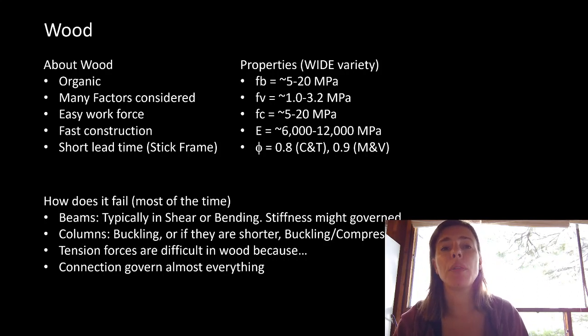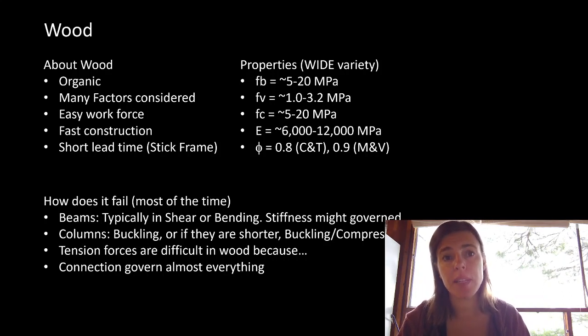Shear is 1 to 3.2. Compression is 5 to 20. Similar to bending, but they're not the same for each material or each wood type. So there is a loose correlation between them, but you might see that correlation be different depending on what type of wood we're talking about.